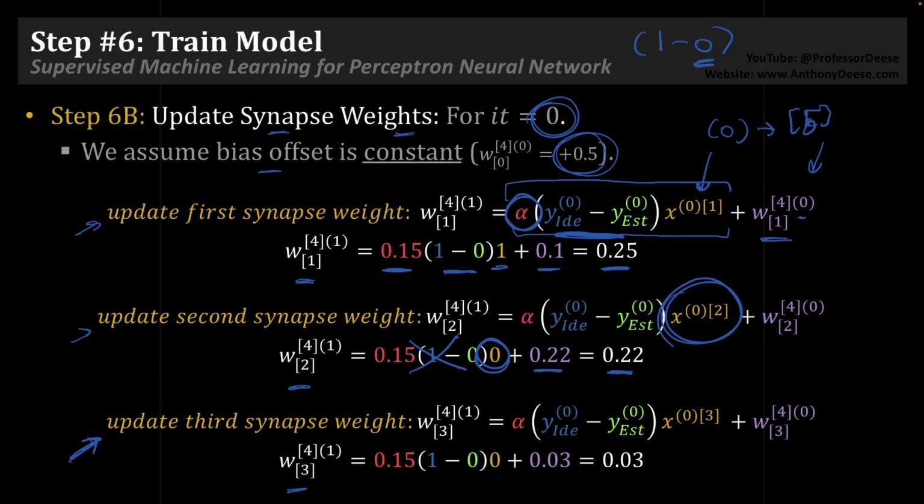And then for the third synapse weight, we had an initial guess of 0.03, and this one also stays the same because x superscript 3, or the third input, is a 0. So this is the only one that changes going from iteration 0 to iteration 1. Now that's not going to be the case for every iteration, right? Because for other training samples, let's say we take the last training sample, all 3 of these inputs will have a value of 1.